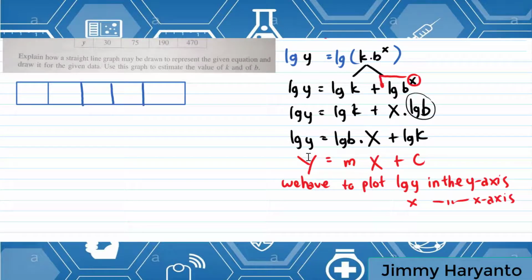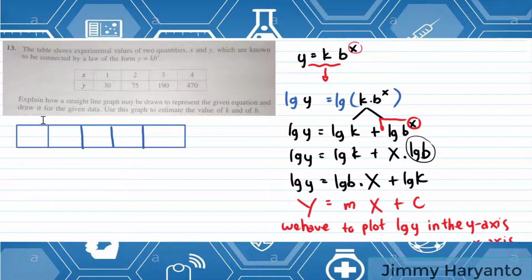Okay, that is the answer for the first questions. And then the second questions, draw it for the given data. We have to draw it, yeah. How to draw it? We have to create one more table because we have this lgy, yeah. X is already the same with the top table, so we can use it directly. But for the y, we have to find lgy. How to find lgy? Take your calculator.